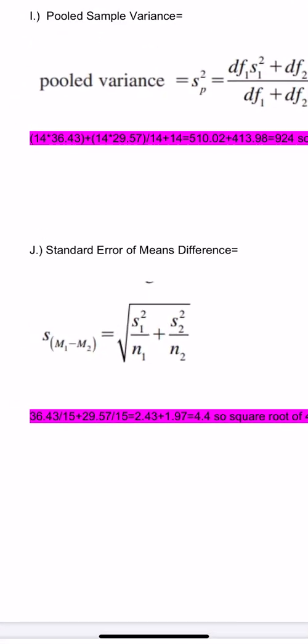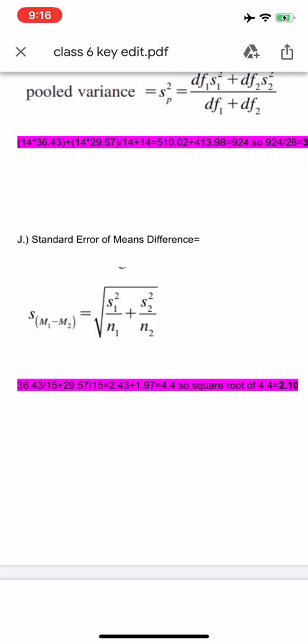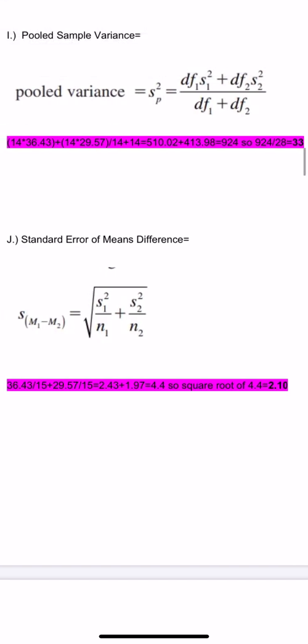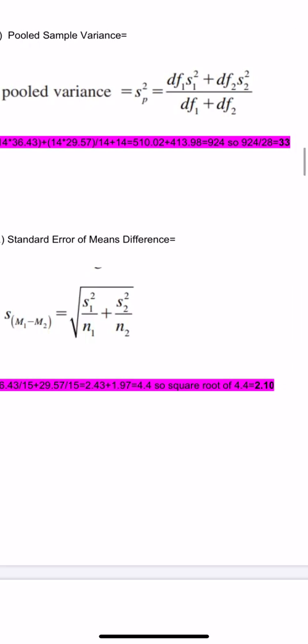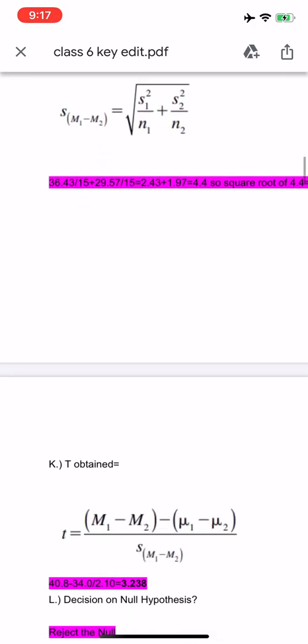Now we have to get the standard error of the mean difference. So the first thing you want to do is do everything that's inside of the square root sign. So I first do 36.43, which is the variance of group 1, divided by n1, which is the n of group 1, which is 15, plus 29.57 divided by 15. And that equals 2.43 plus 1.97, which equals 4.4. So do that first, and then the square root of 4.4 is 2.10.